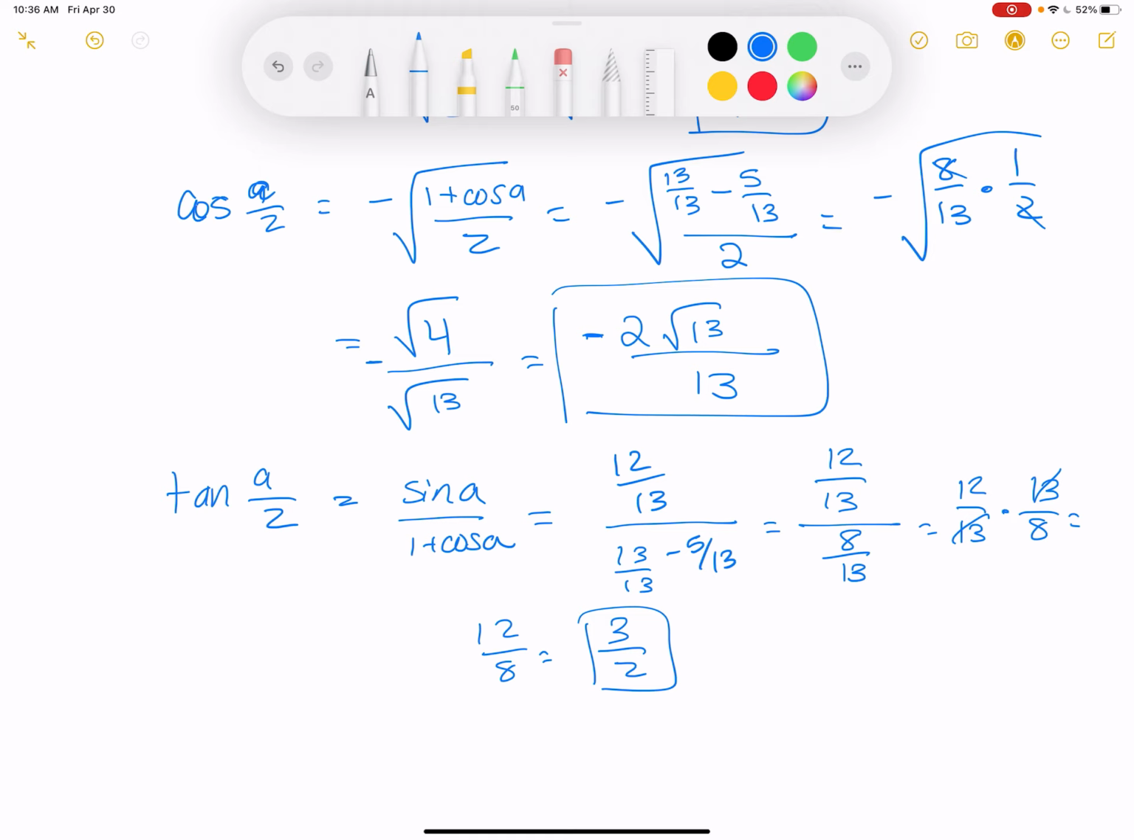How come with 13 over 13 minus 5 over 13, the 5 was already negative, right? Yeah. Okay, and then you changed from the plus sign to a negative sign, right? The formula is plus, but cosine of A is negative, so I just got rid of the plus. Oh, okay. So it wouldn't be plus positive? You had a positive and a negative, so the negative trumps the positive.